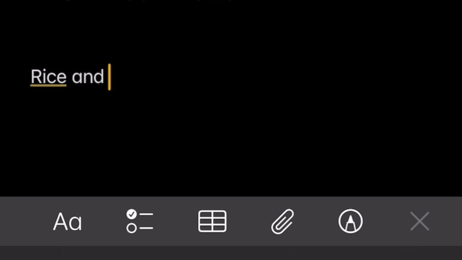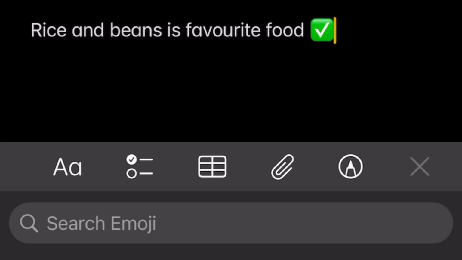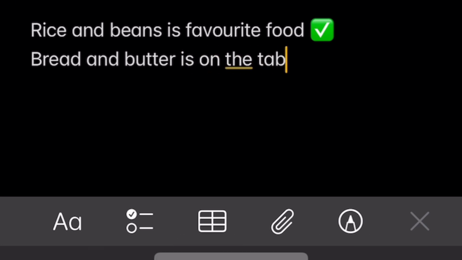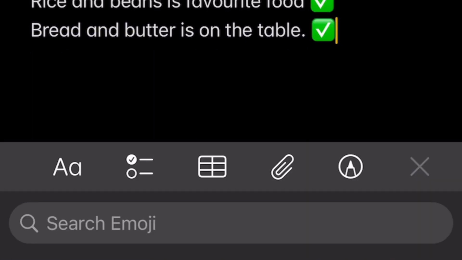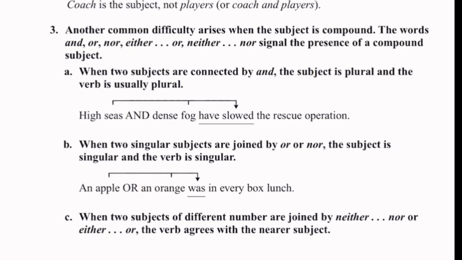For instance, if you say rice and beans, you don't say rice and beans are my favorite food. You say rice and beans is my favorite food because we consider it as one. We consider it as singular. Bread and butter is on the table, not are on the table. Another one is time and tide. We say time and tide waits for no one, not wait for no one. So these are some exceptions.